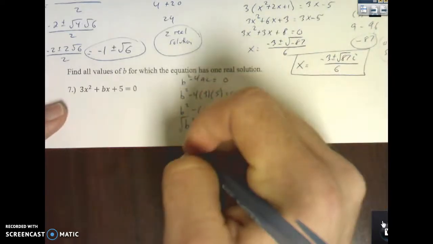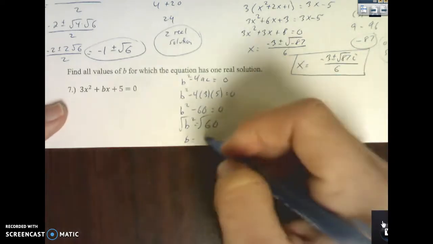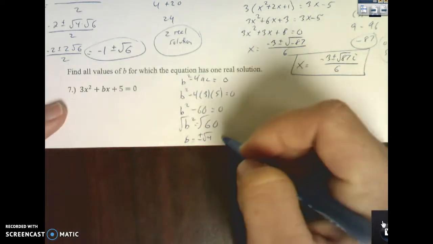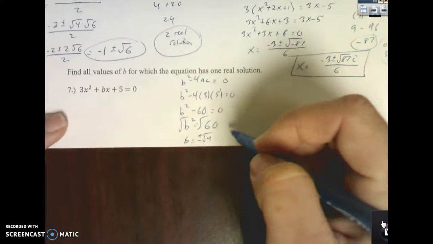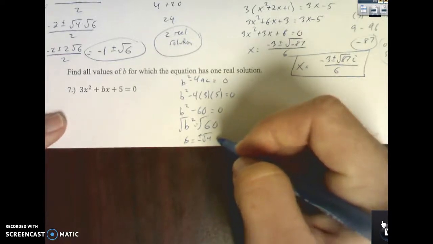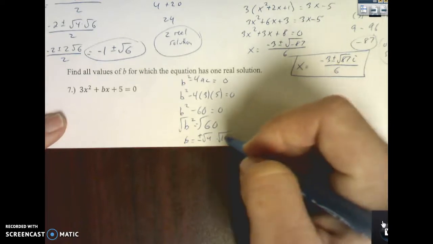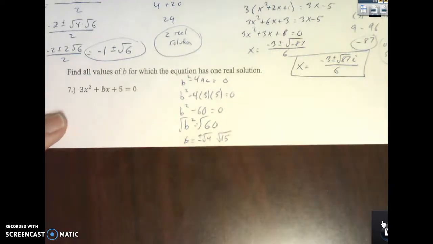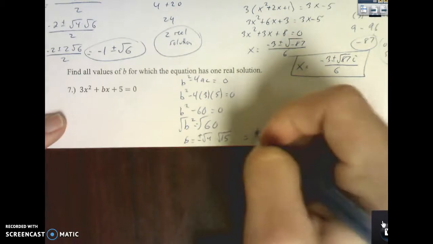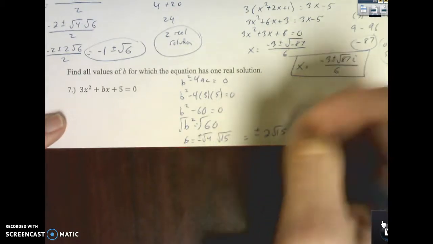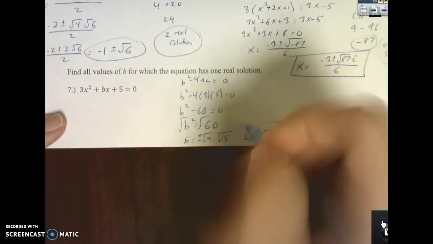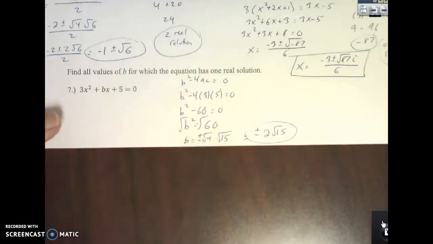Square root left, square root right. In this problem we get root 4 plus or minus, so root 4 times root 15. Okay. And then this becomes plus or minus 2 root 15. Okay. And we should be in good shape.